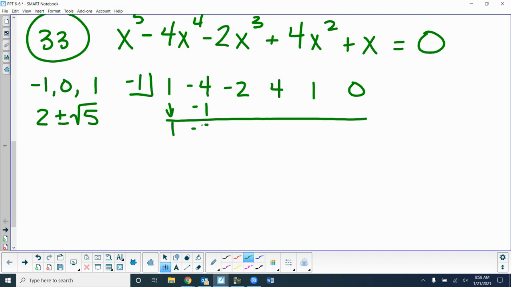All right, so negative 5. Sorry, I made a mistake already. Negative 1 times negative 5, positive 5. Negative 1 times 3, negative 3. Negative 1 times 1, negative 1. Negative 1 times 0 is 0. So I got the 0 I was supposed to get, right? That's what's supposed to happen.